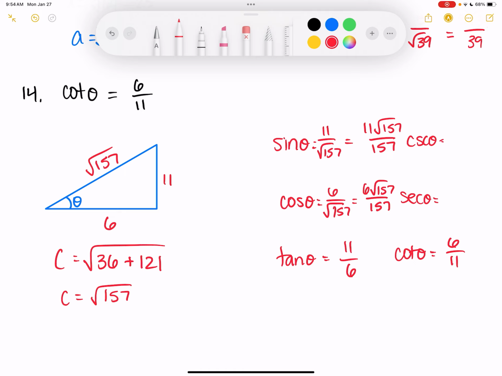All right, cosecant is what? Square root of 157 over 11. I meant to say the 11. Yeah, that's what I figured. Maybe you did say it and I just wasn't giving you the benefit of the doubt. Secant. Square root of 157 over 6.